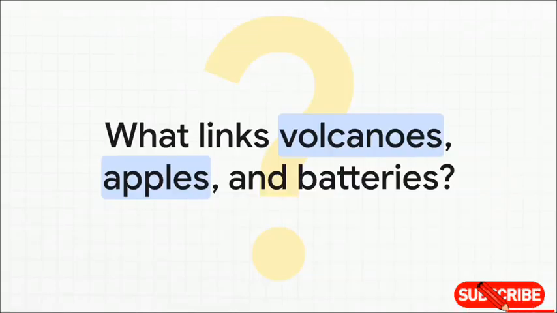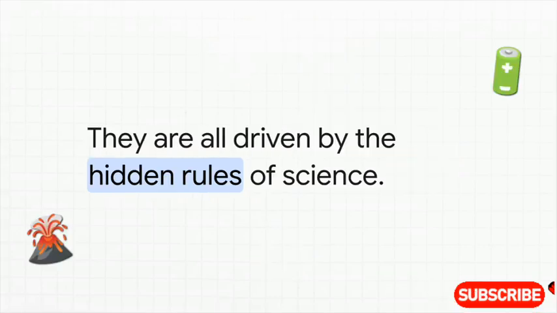I want you to kick things off by picturing three completely different things for me. First, a violently erupting volcano spewing molten rock. Second, an old apple sitting on your kitchen counter, slowly turning brown and getting kind of moldy. And third, the electric battery sitting inside your car right now. So what do these three completely disparate things actually have in common? I know, it sounds like a total trick question, but the answer is that they are all driven by the exact same fundamental hidden rules of science.